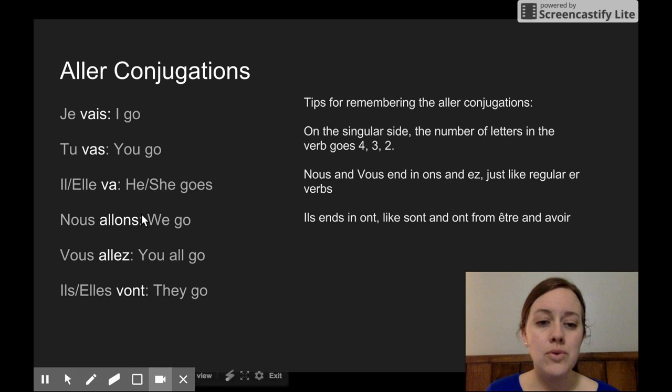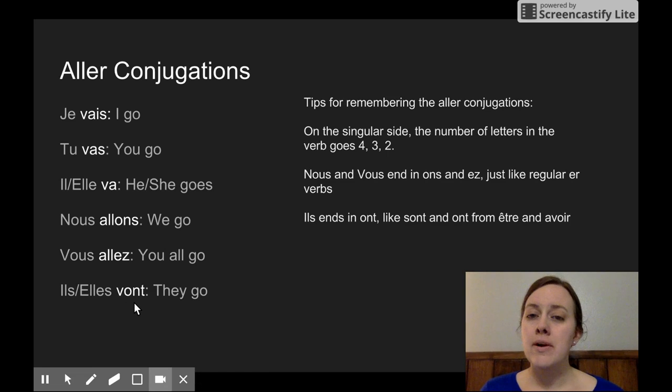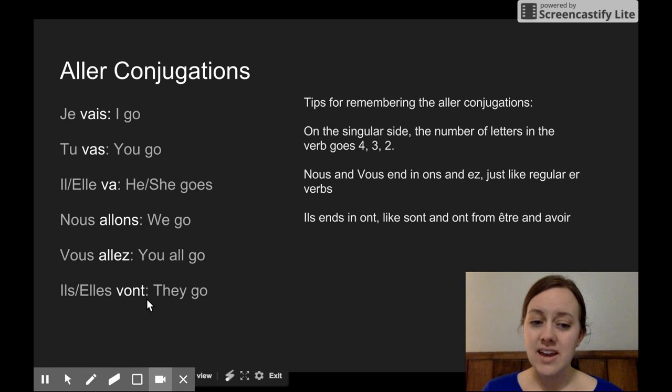Okay, for nous and vous, these should look really familiar because ONS and EZ are very common endings for nous and for vous. And the last one, ils, elles, vont. If you remember, être was ils sont, and avoir was ils ont. Both of these verbs end in ONT for the ils form. Same thing with aller. So, sont, ont, now we have vont. Okay, so those are the conjugations for the verb aller.